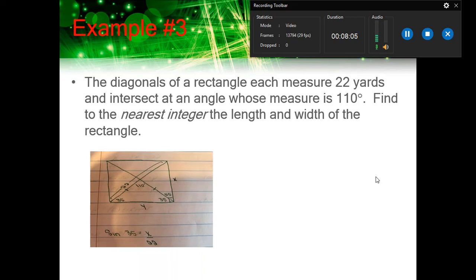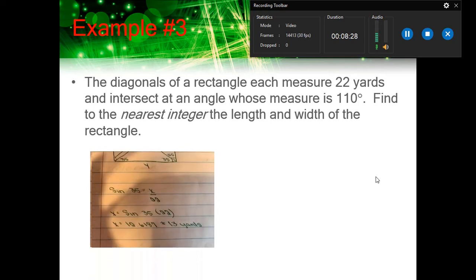What I'm going to do is work from the 35-degree angle. I'm essentially ignoring the diagonal that goes from the top left to the bottom right, and I'm treating half of the rectangle as one giant right triangle. So I have sine of 35, and it's going to be opposite, which is x, over the hypotenuse, which is known as 22. When I cross multiply, you can see that I get an answer of 12.6187. I am rounding it here to the nearest whole integer of 13 yards.